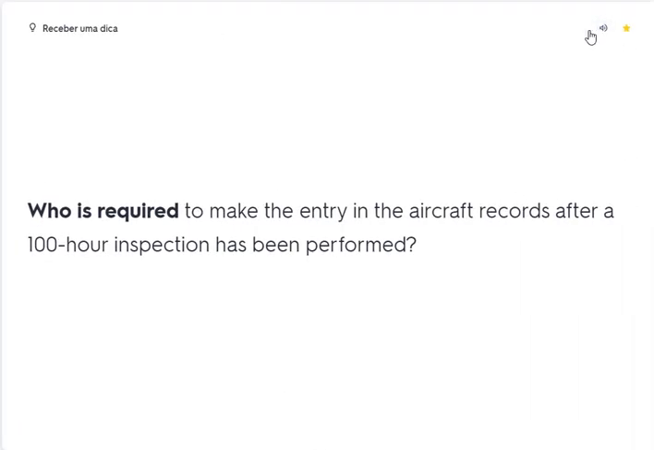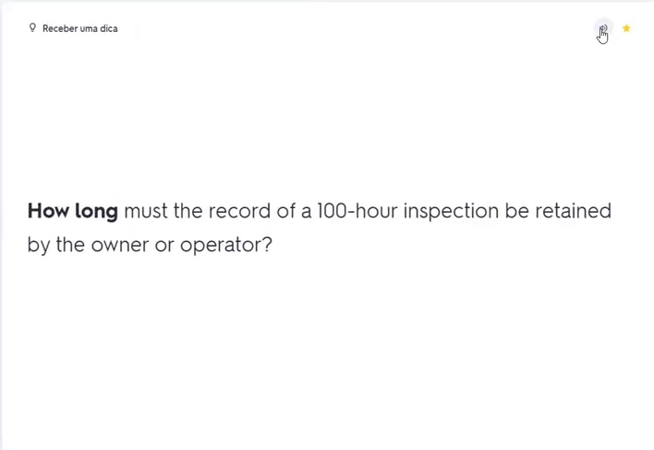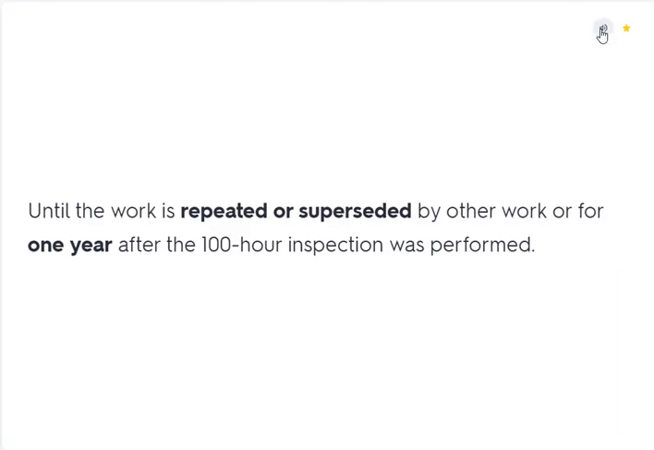Who is required to make the entry in the aircraft records after 100-hour inspection has been performed? The person performing the work. How long must the record of a 100-hour inspection be retained by the owner or operator? Until the work is repeated or superseded by other work or for 1 year after the 100-hour inspection was performed.